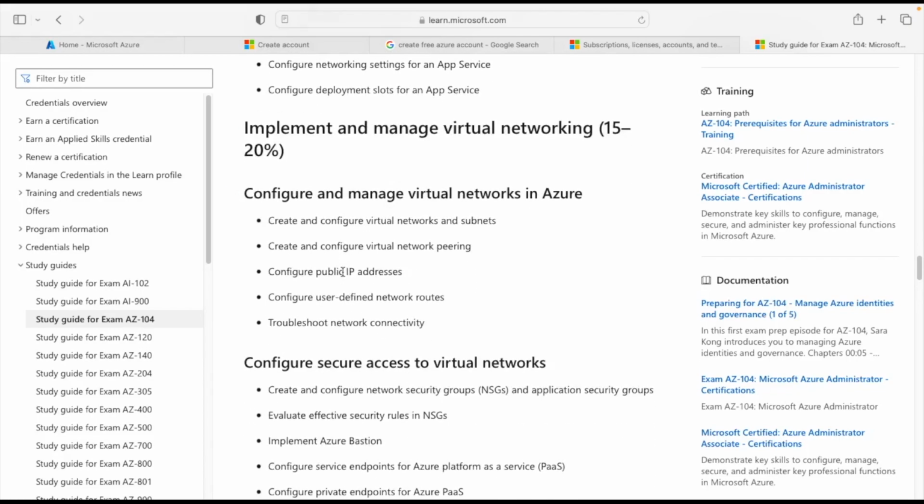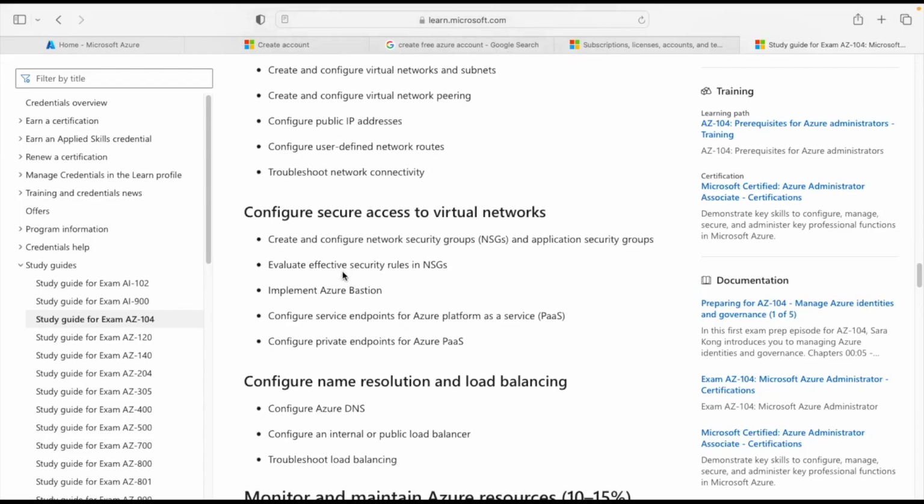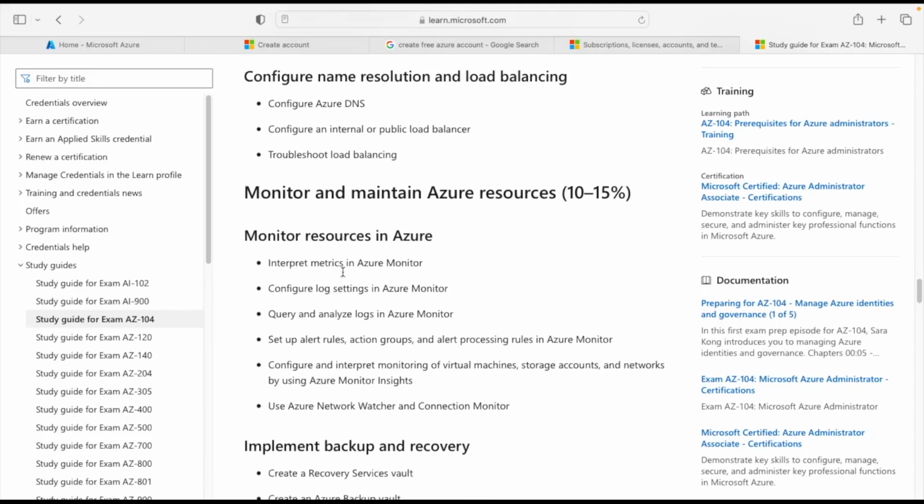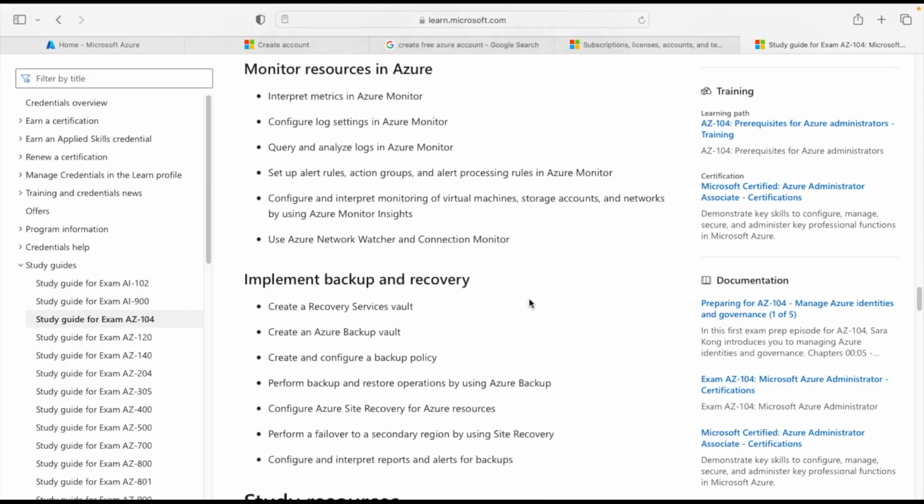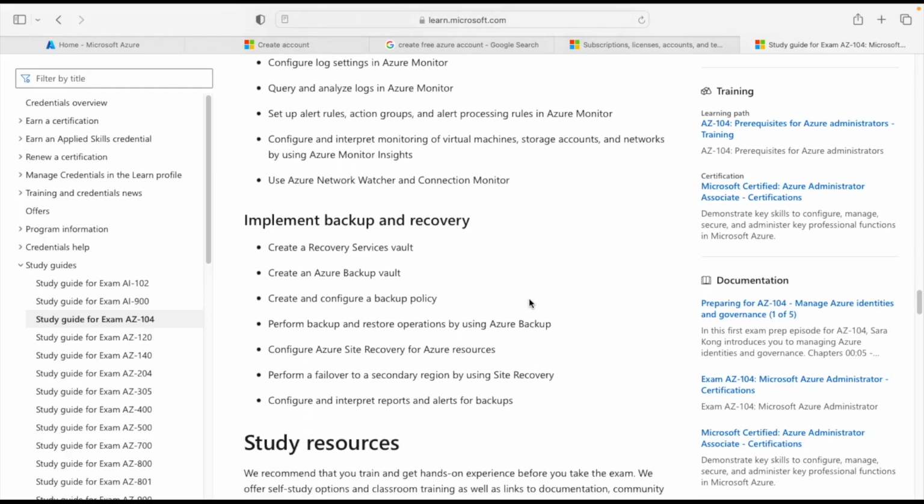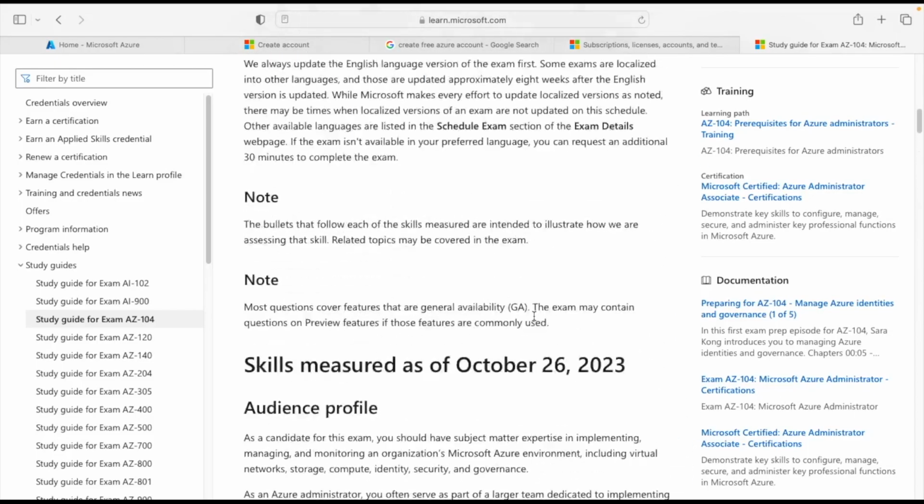We have virtual networking with 15 to 20 percentage weightage, and here you can see that we will be covering virtual networks, subnets, and Azure DNS. Then the last part is monitoring, which has 10 to 15 percentage weightage, and we are going to cover a service known as Azure Monitor and Recovery Service Vault for the backup purposes in this. So this is this detailed study guide.